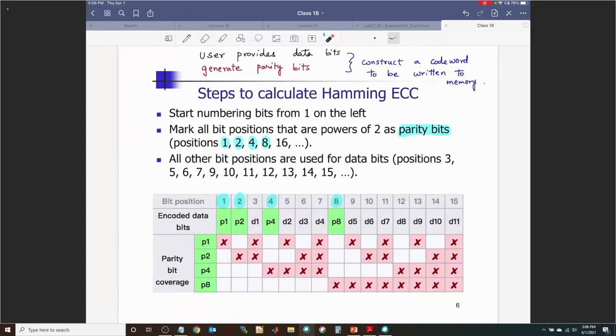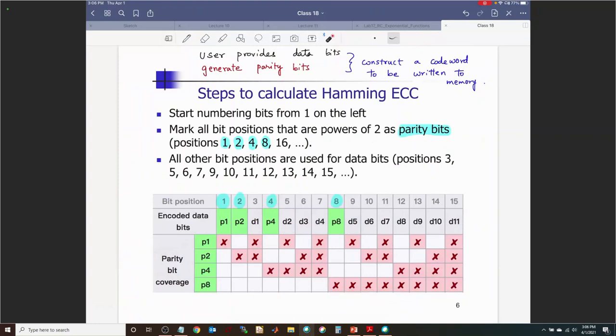All right. Now let's talk about the parity coverage a little bit. I'm going to use P1 to cover all your alternating bits. I'm going to use parity bit number 2 to cover the locations 2, 3, 6, 7, 10, 11, and 14, 15. P4 for 4, 5, 6, 7, 12, 13, 14, 15. And then P8 will cover 8 through 15.